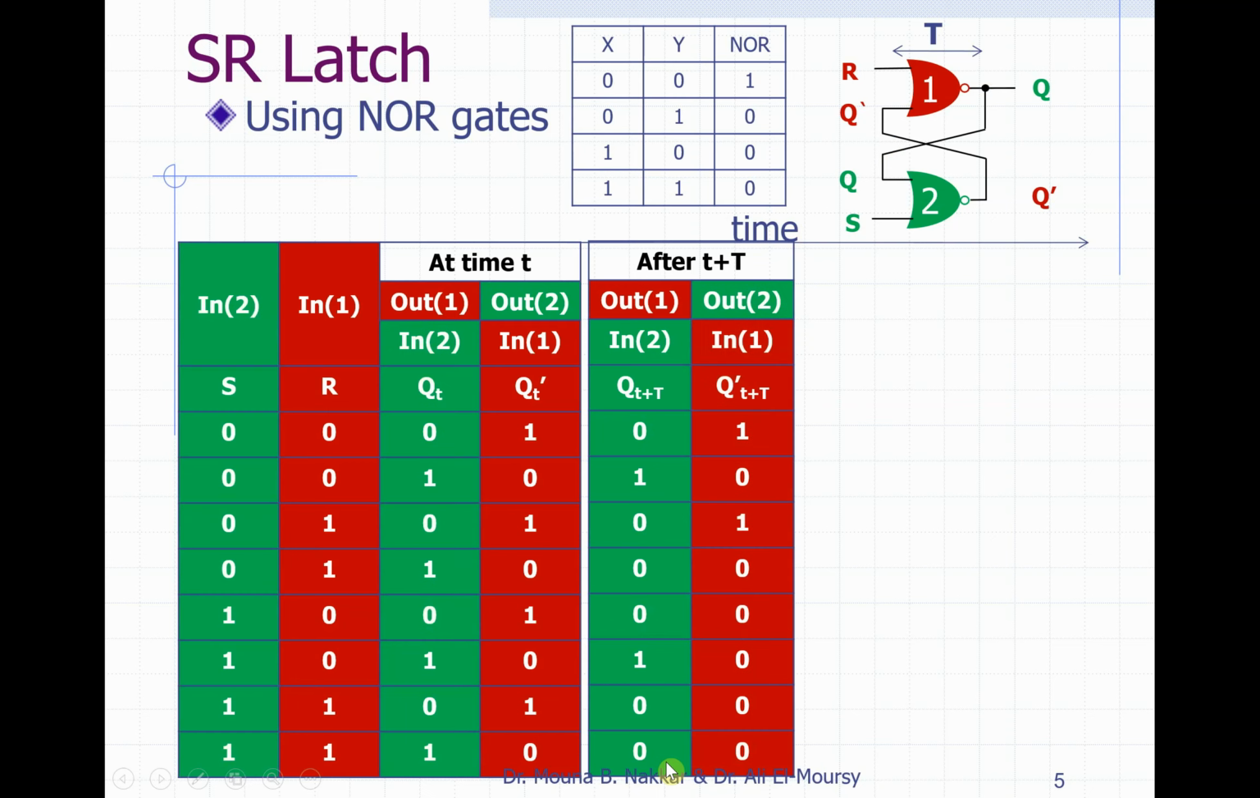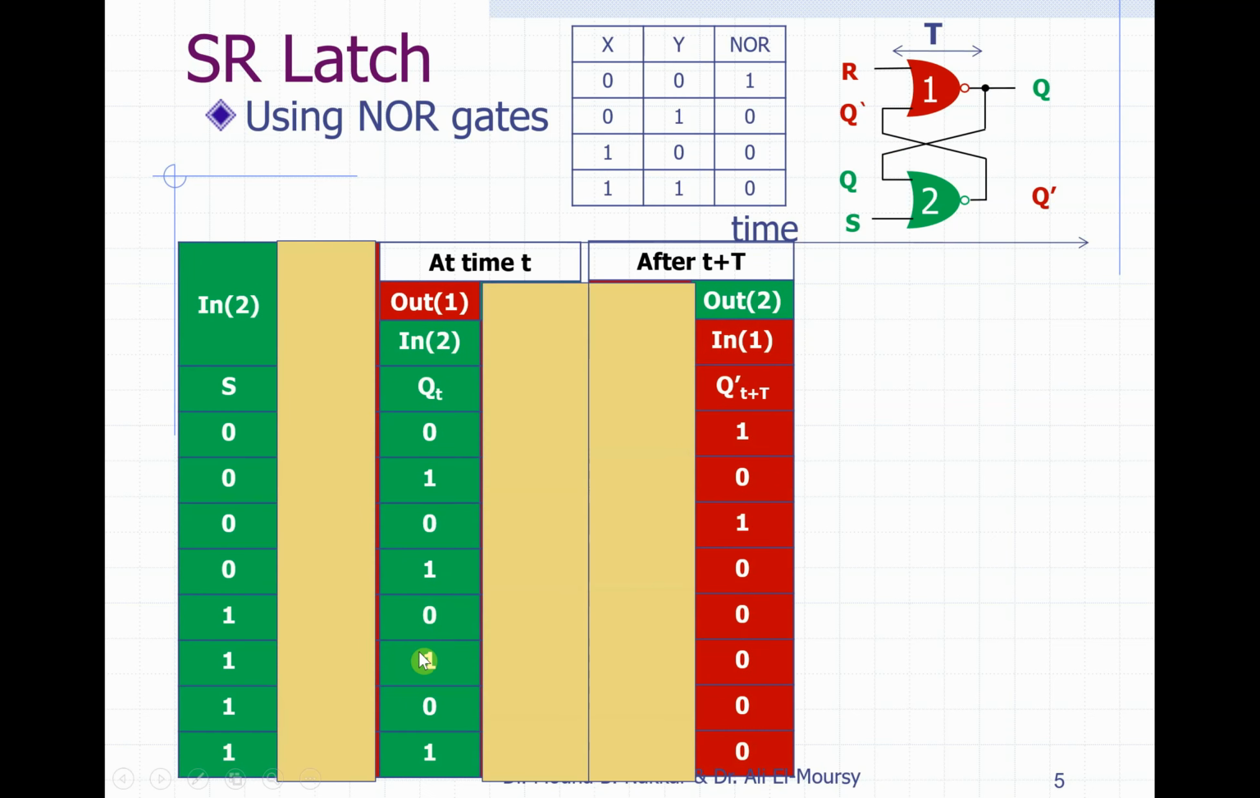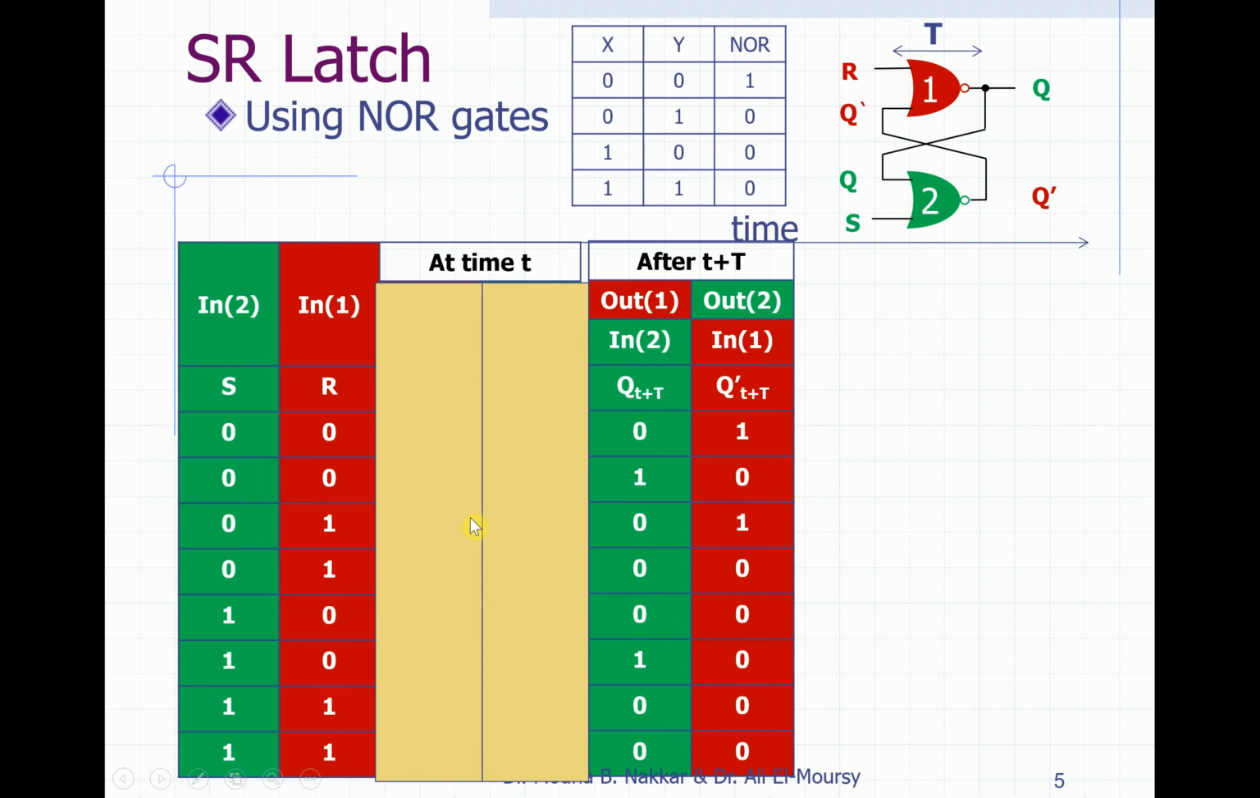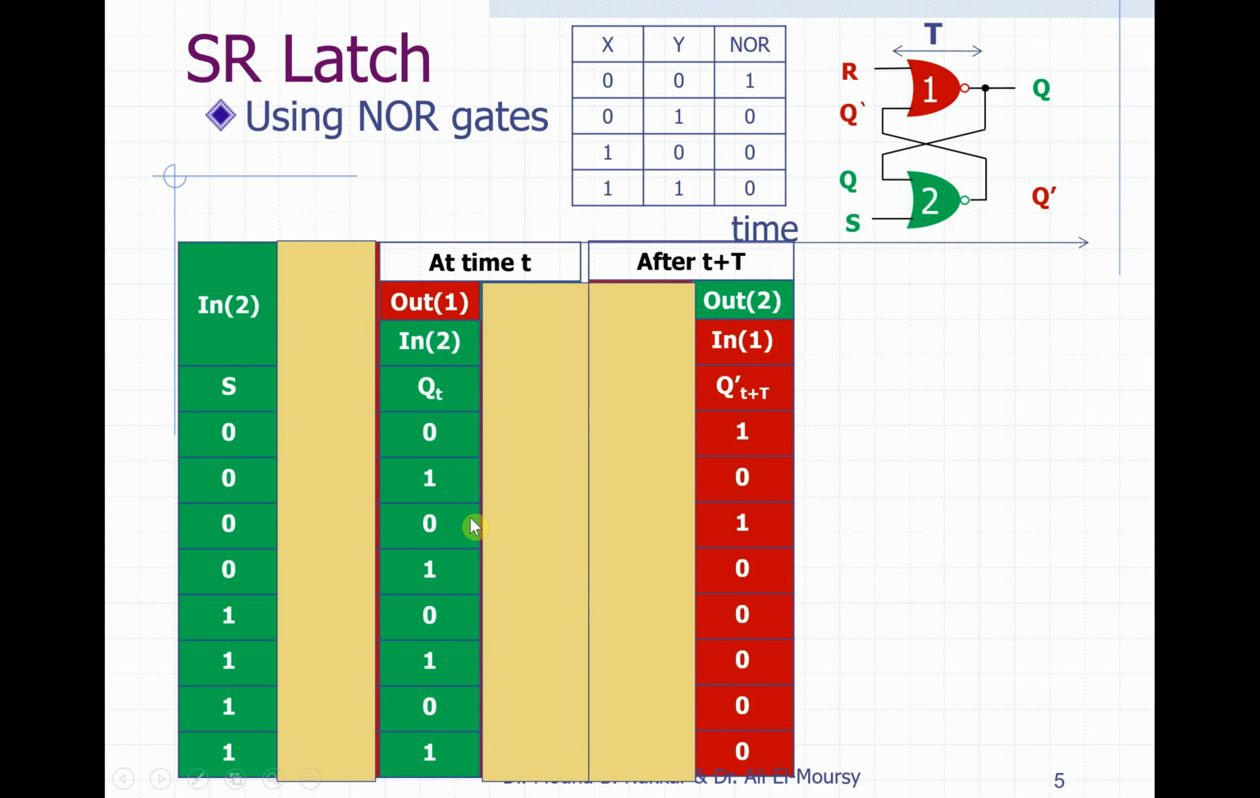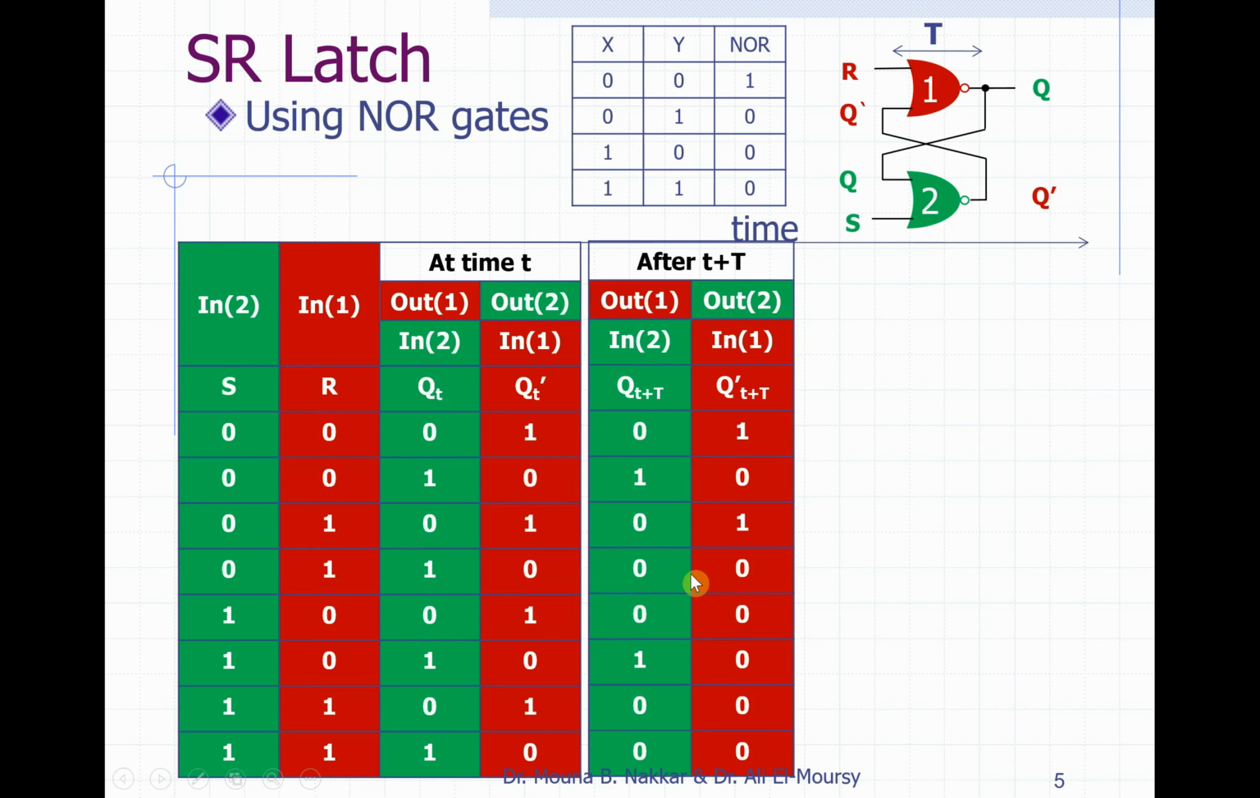Now we shift to the next NOR gate. For the next NOR gate, we will repeat the same thing. We have the column for S and the column for Q, so we can derive Q dash of t plus tau, or Q bar of t plus tau, again following the NOR rule. So this NOR: 0 NOR 0 is 1. 0 NOR 1 is 0. 0 NOR 1 is 0. 0 NOR 0 is 1. 0 NOR 1 is 0.